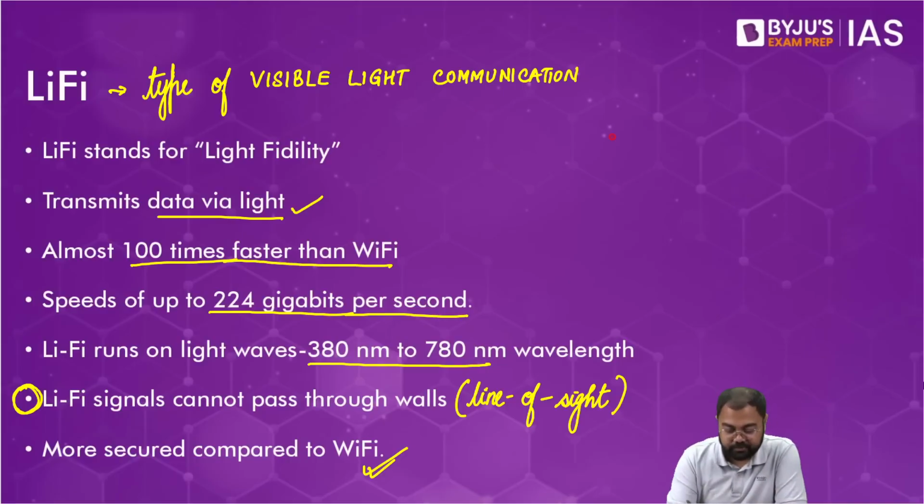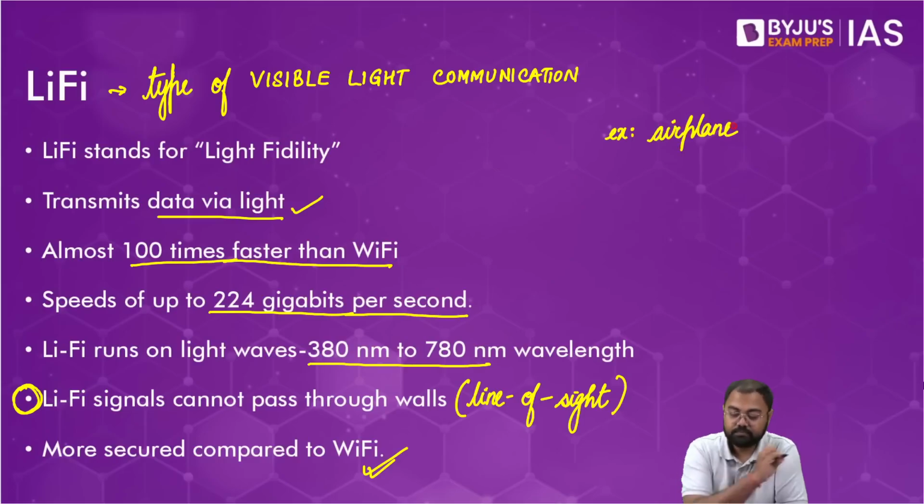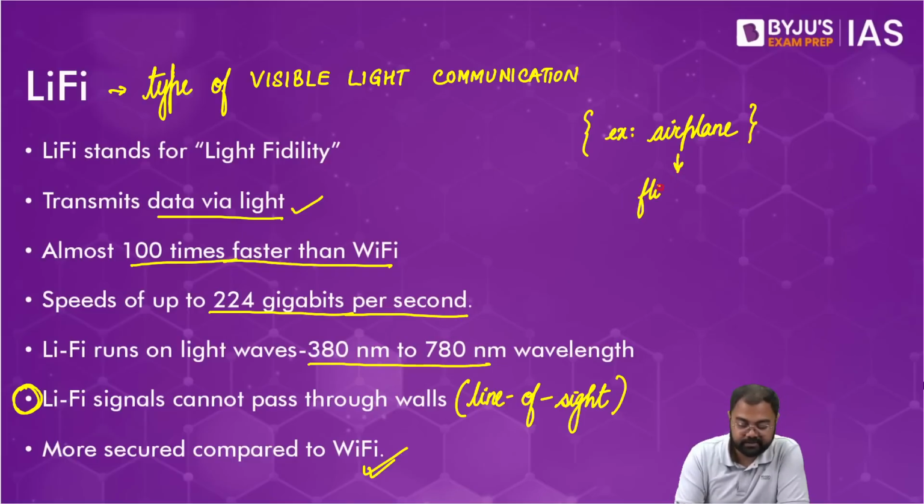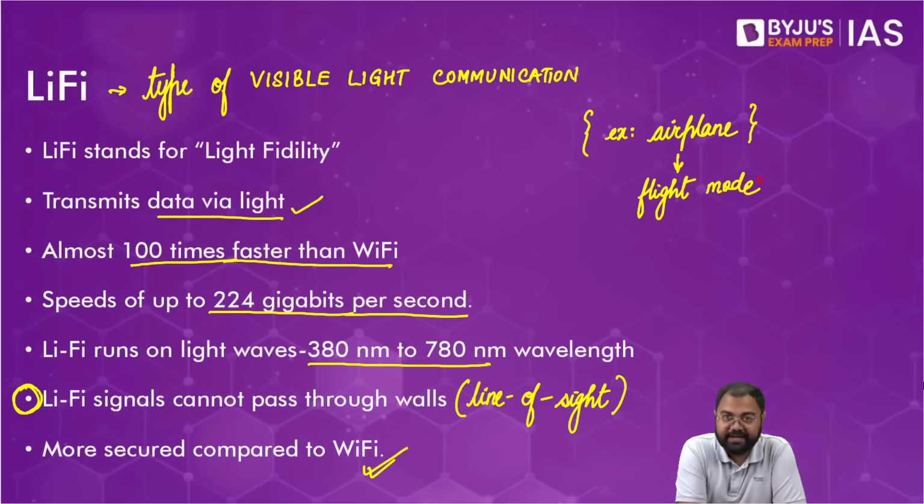For example, inside an airplane. Now, inside an airplane, what happens? You would be asked to put your phones on flight mode, correct? Mobile phones will be put on flight mode or airplane mode. Now, when you put your phones on flight mode, your phones cannot transmit or receive radio waves. This is what happens with flight mode.